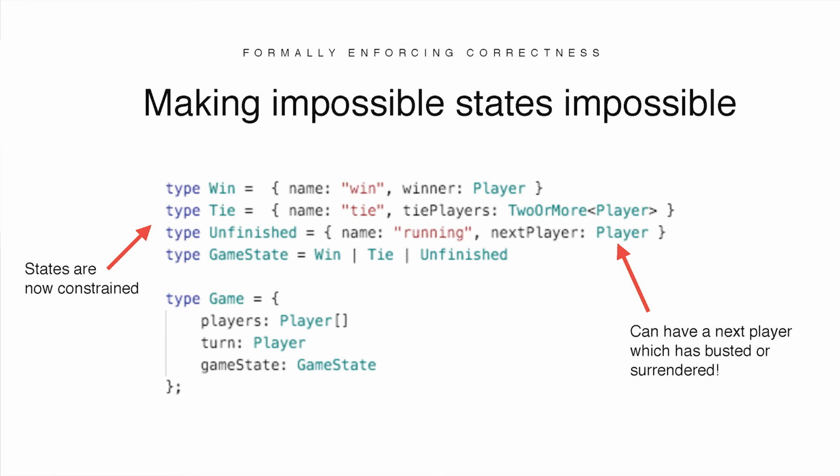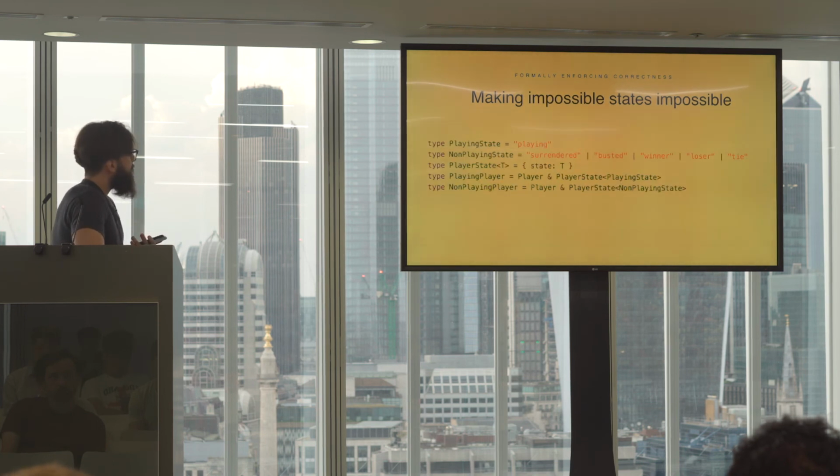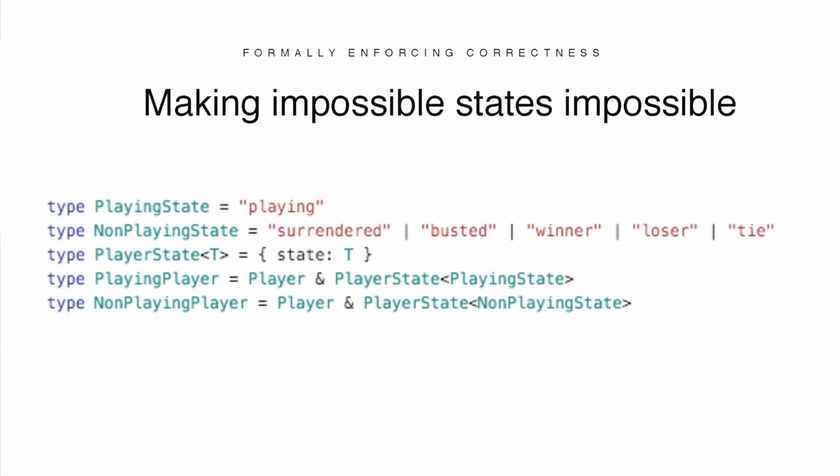So now if we do that, we still can have an X player which has busted or surrendered if the game is unfinished. So we can constrain that too. So you don't have to write tests for those things because the compiler can tell us ahead of time whether we have a mistake or not, whether it's possible for us to get to a state which should not be correct.